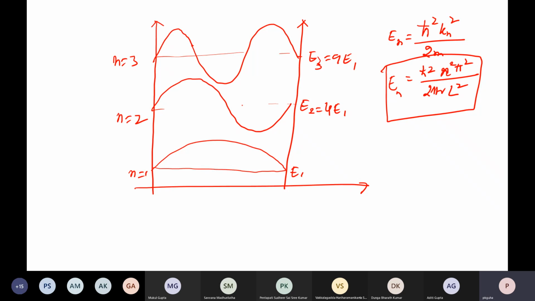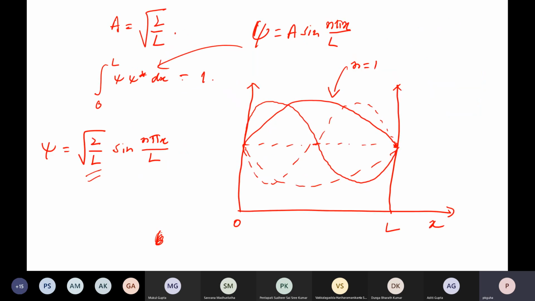You see the waves we are getting here are a kind of standing wave, similar to what we get when we try to oscillate a string. A standing waveform we are getting, an oscillatory waveform.